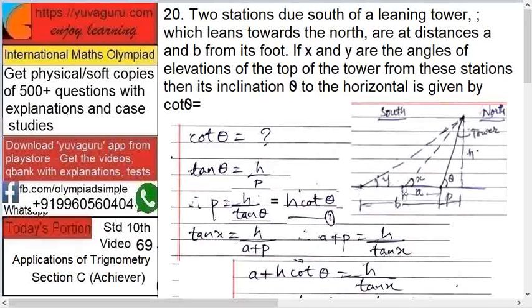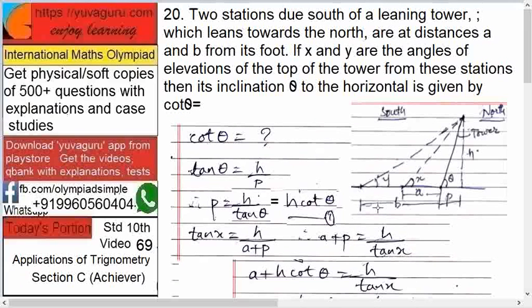Point number 1 and point number 2. Now they are at distances A and B. Let this be A and let this be B. If x and y are the angles, it means the point which is at A has an angle x, and the point which is at B has an angle y. Remember, the important part is that the tower is leaning towards north and these points are on the opposite side. Once you understand this, the problem becomes easier.